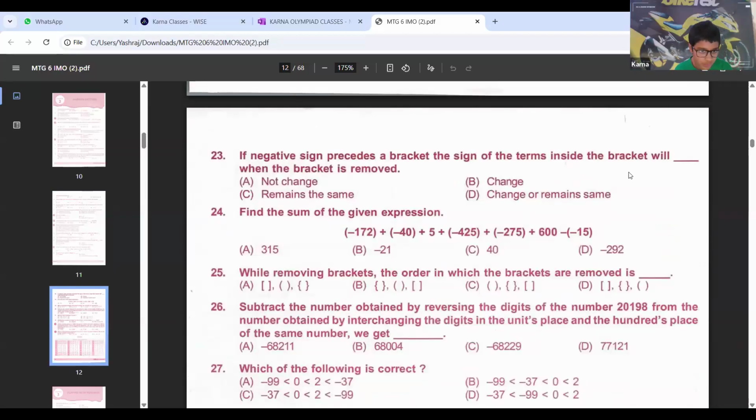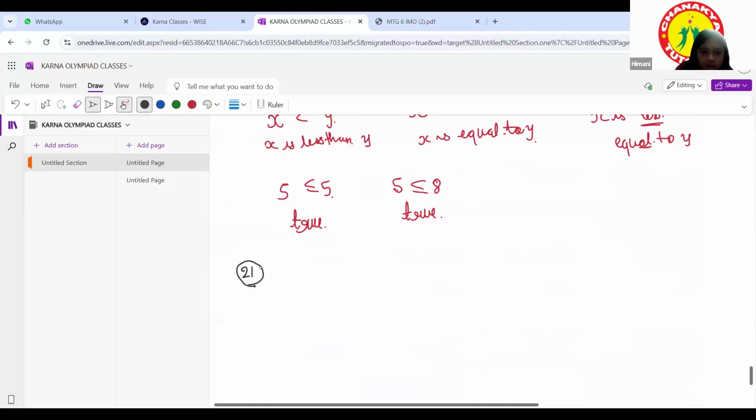If a negative sign precedes the bracket. Yes, ma'am. B. We just did it, right? So negative sign. Okay, you understood now? This is a good question. Just keep it in mind.